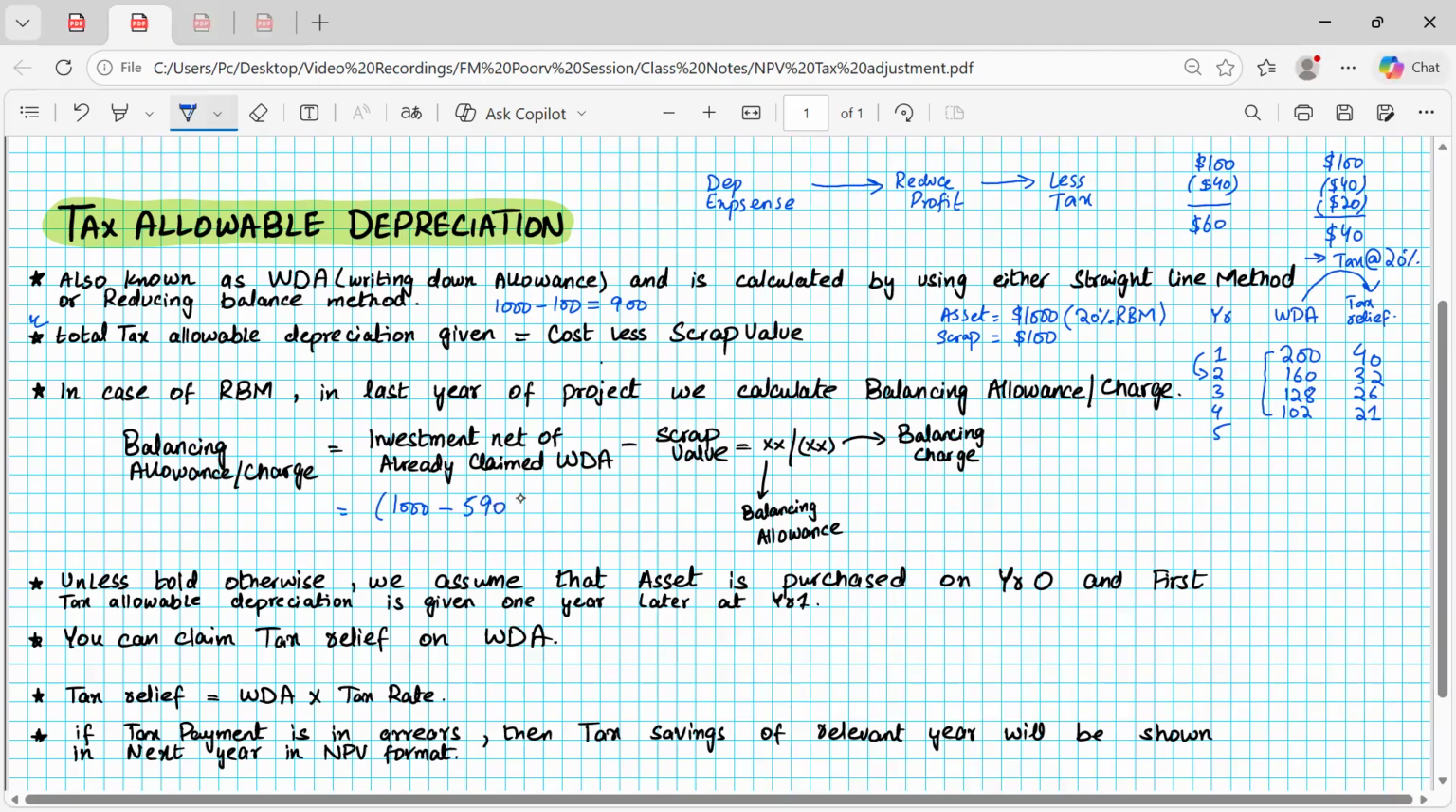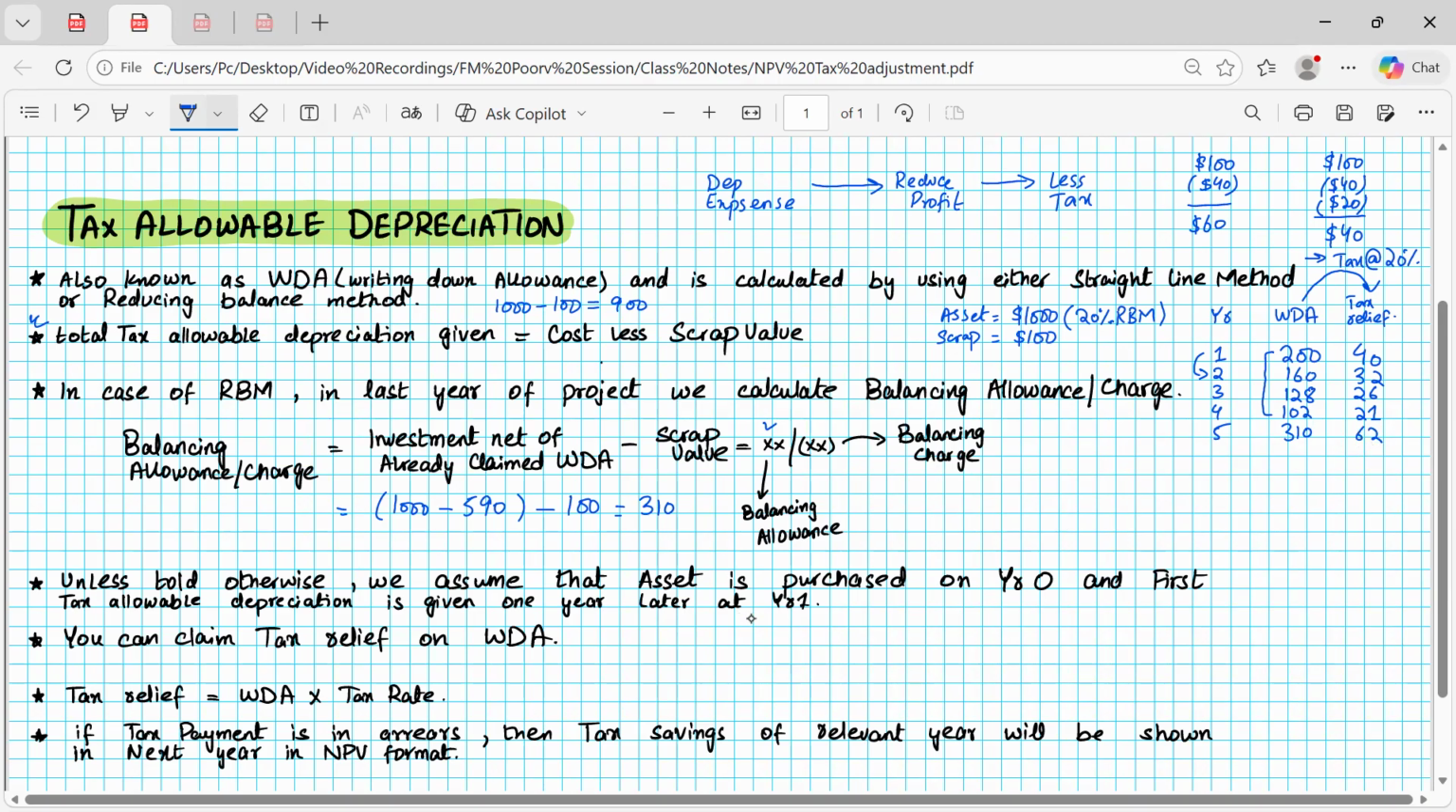So that is your investment net of already claimed WDA. From that, you have to deduct the scrap value. What is the scrap value? 100. Okay, now tell me what will be the answer. 410 minus 100, 310. Yes, 310, because it is positive. If the answer is positive, it's your balancing allowance. So in the last year, you are going to write 310, which is your balancing allowance. And now you will claim the tax relief on that. So 310 multiplied by 20%. How much is it? 62, I think. 62. Okay.